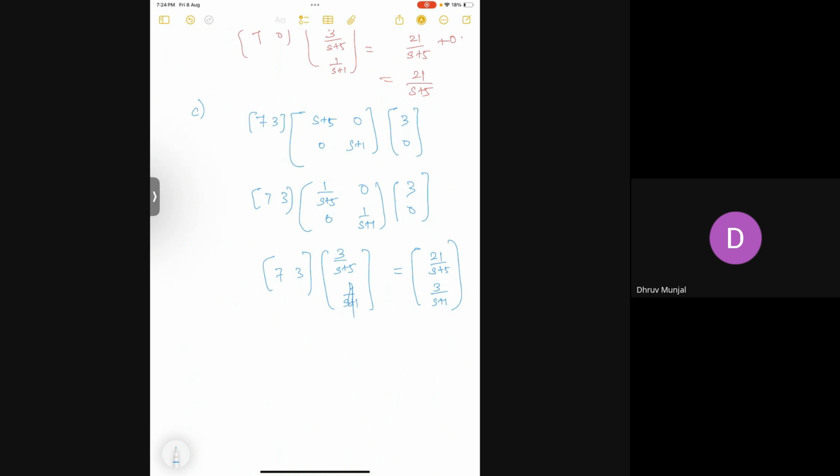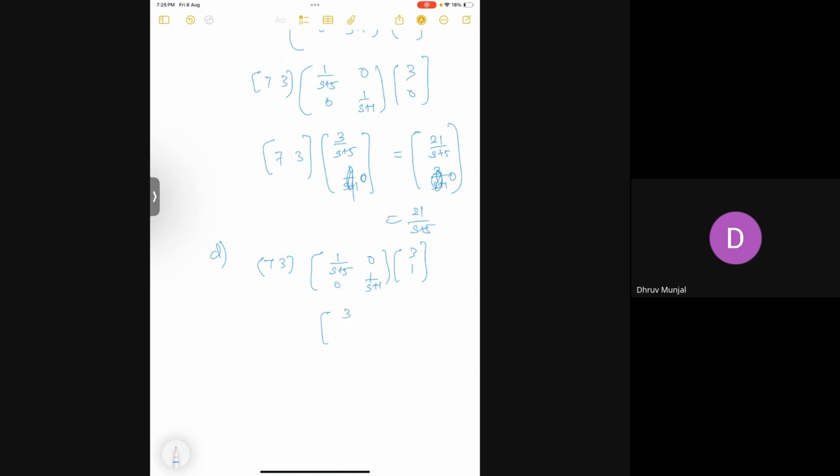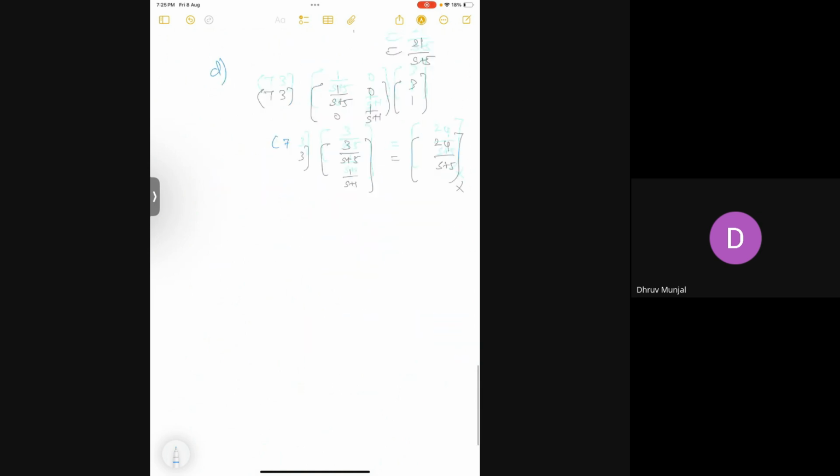Oh, sorry, this will be 0, right? So this will also be 0. So 3 is also a right answer. What about the fourth option? Fourth option, I think, might be the right one. Okay, this is not the right option. But all the first three options, A, B, C, are the right options.